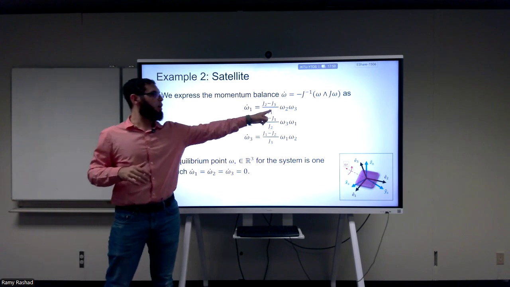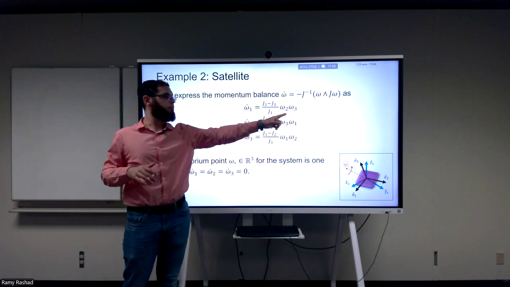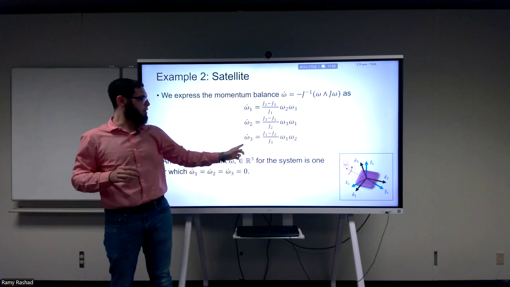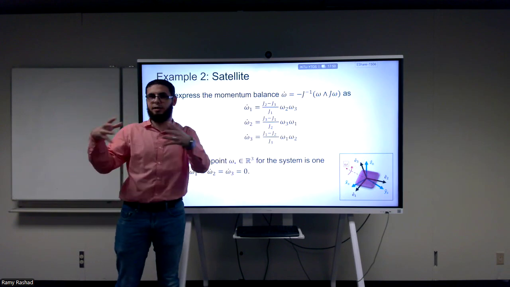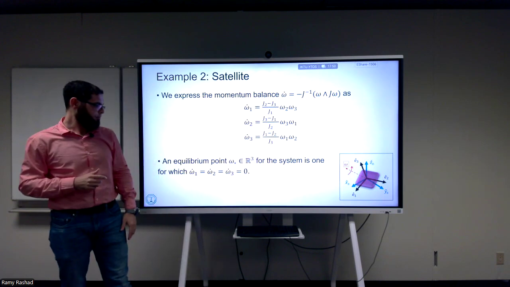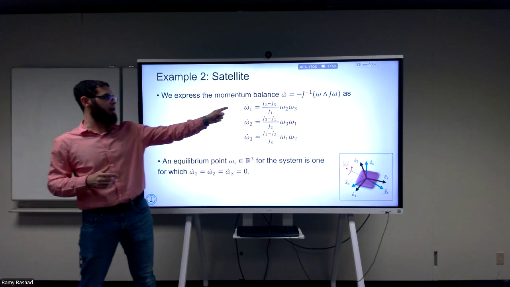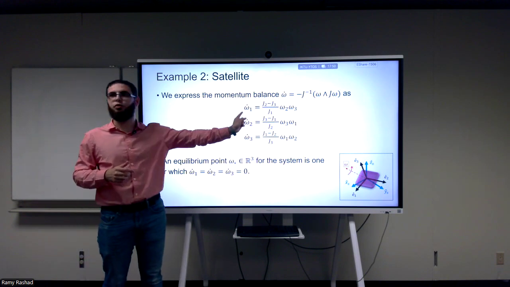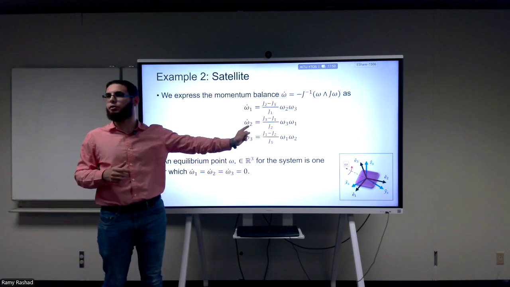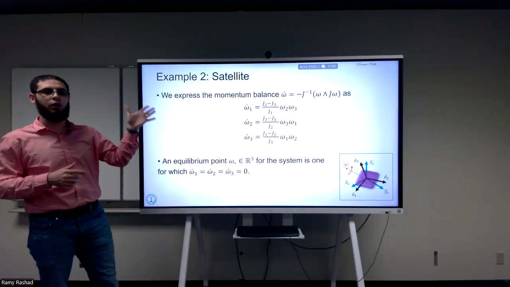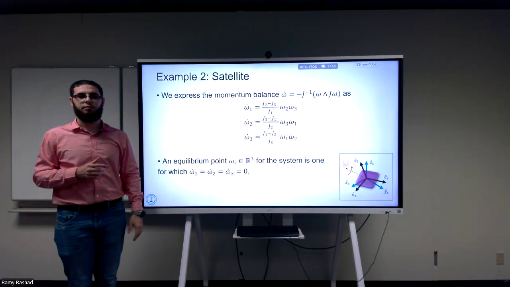Omega 1 dot relies only on omega 2 and omega 3 non-linearly. Omega 2 dot on 1 and 3 non-linearly. Omega 3 dot on 1 and 2 non-linearly. So this is the gyroscopic effects. An equilibrium point for this dynamical system is one that satisfies omega 1 dot equal to 0, omega 2 dot equal to 0, omega 3 dot equal to 0. Okay. So substitute that. How many equilibrium points do you think this system has?